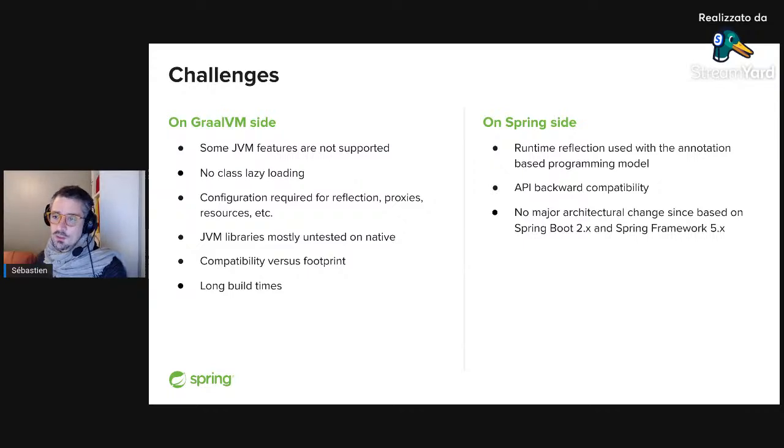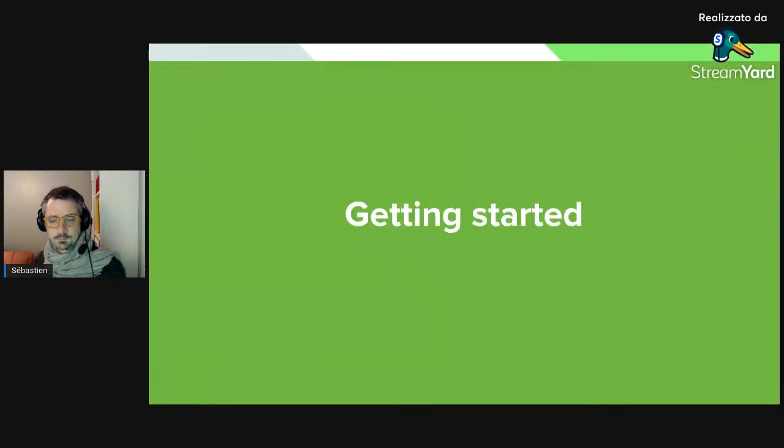On Spring side, runtime reflection used with the annotation-based programming model is a challenge because it requires explicit configuration on GraalVM side, and also it's impacting the memory footprint. The API backward compatibility is a strong concern, as you may know, of Spring. And we had to do this work on Spring Native without breaking the compatibility and without doing major architectural changes on Spring Boot 2.x and Spring Framework 5.x. So that was a kind of challenge, to do that without changing the core.